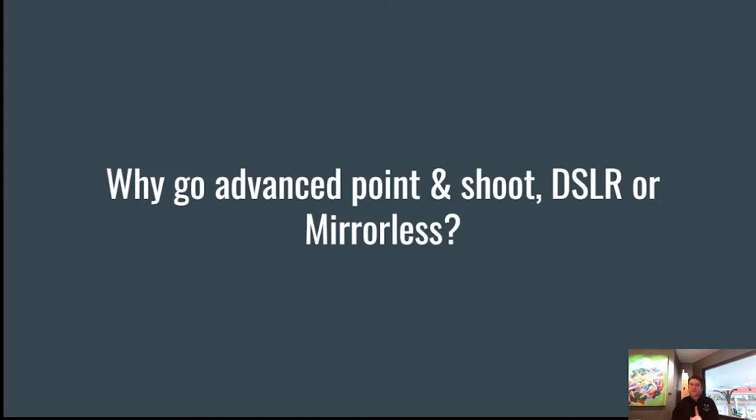And that's just one example, but there's many more that we could really touch on and go through. But why go advanced point-and-shoot, DSLR, mirrorless? I think to sum it all up, it's for the person who wants to get the best image quality possible for their money.